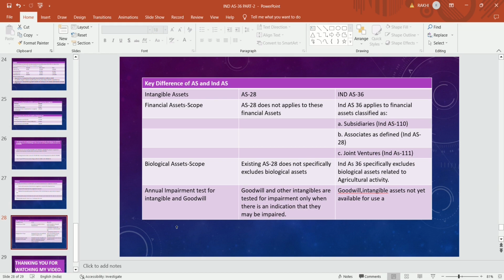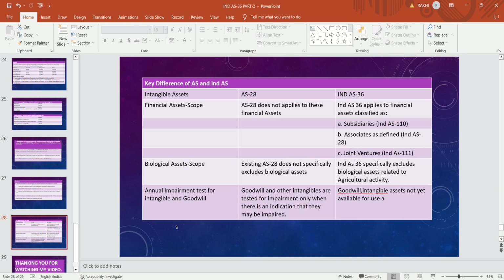Biological asset scope. AS 28 does not specifically exclude biological assets. Ind AS 36 specifically excludes biological assets related to agricultural activity. Ind AS 36 specifically excludes biological assets, but AS 28 does not exclude biological assets.